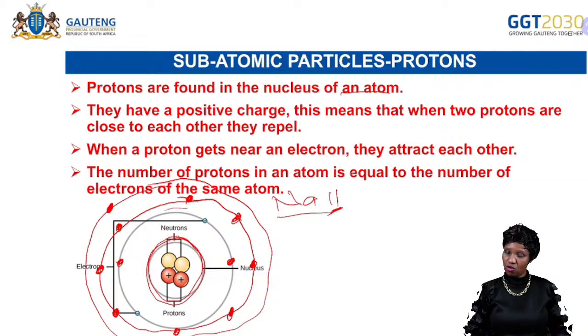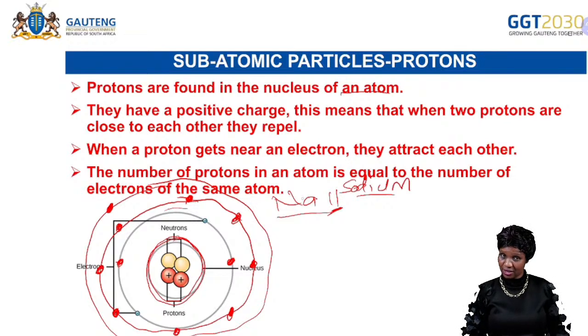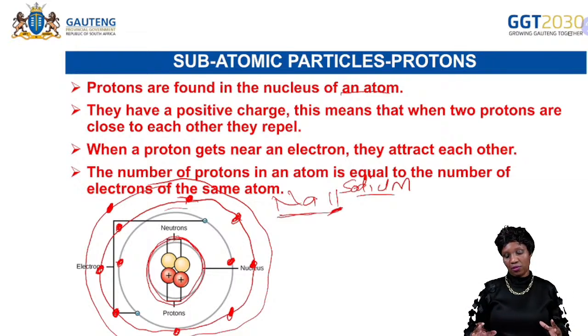This is the name of the element, sodium. And then it has got the atomic number 11. And then the chemical symbol, we write Na. Do you get it, Grade 8? And then we want to see how we are going to plot this atomic structure.